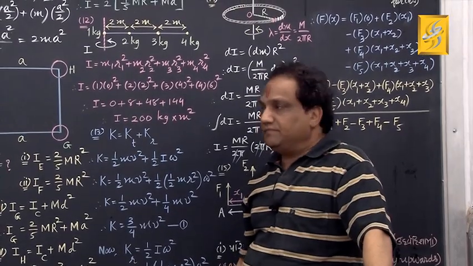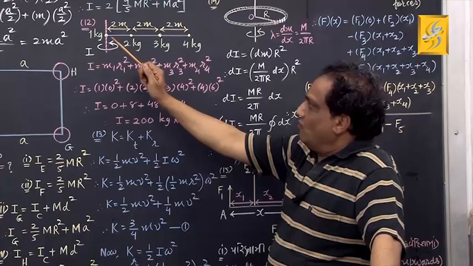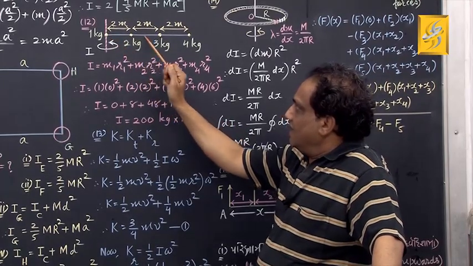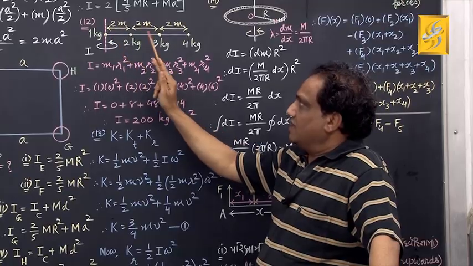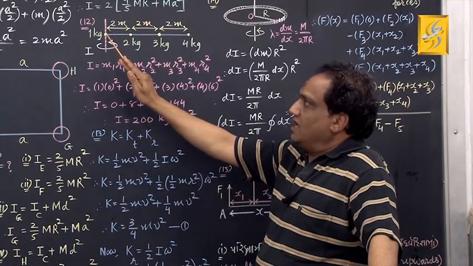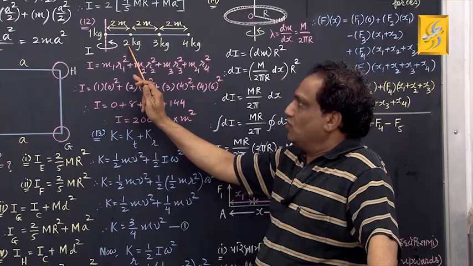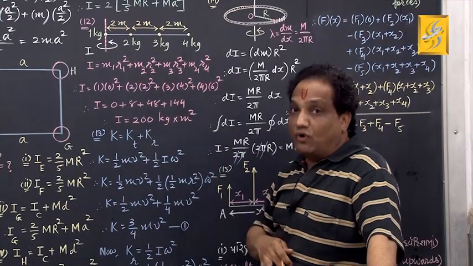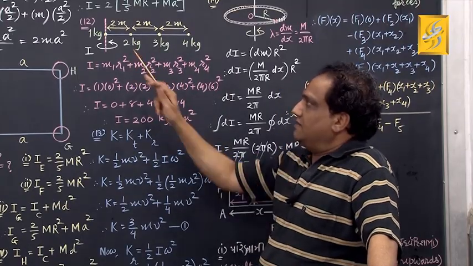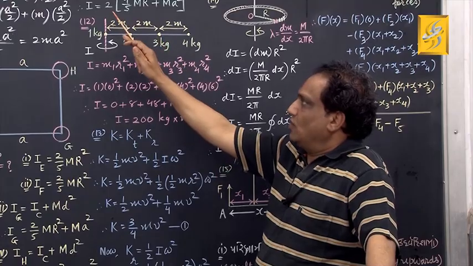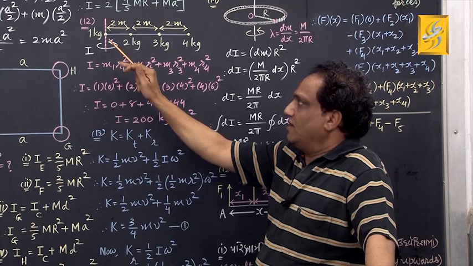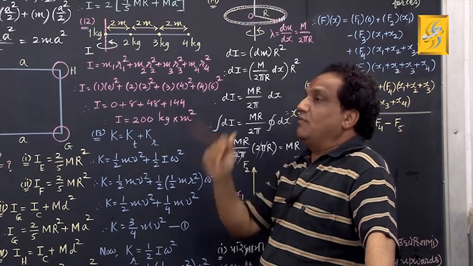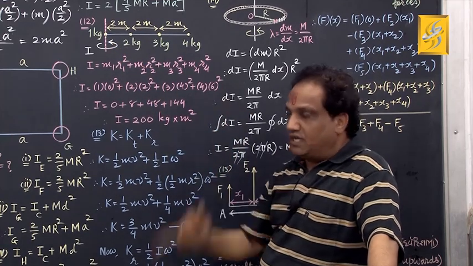Come on, read it. Look, we are given a linear system in which there are 4 particles, correct? They have masses respectively 1 kilogram, 2 kilogram, 3 kilogram and 4 kilogram. And then if the system rotates about an axis passing through this particle and perpendicular to this length, then what is the moment of inertia? We are asked to find out that.